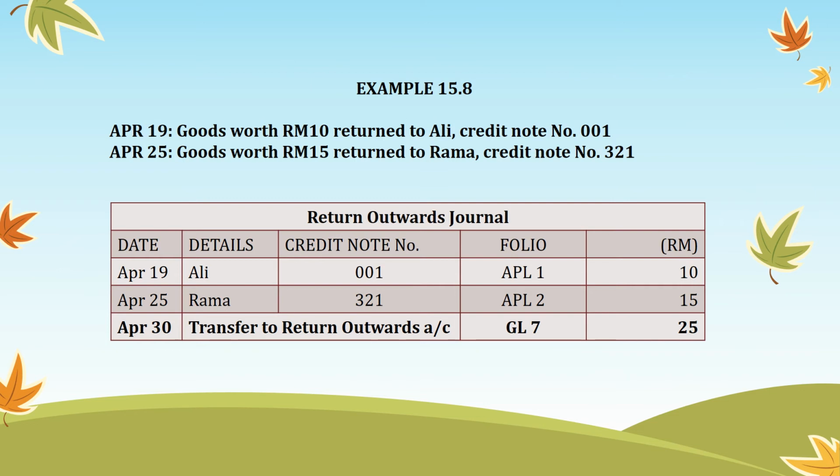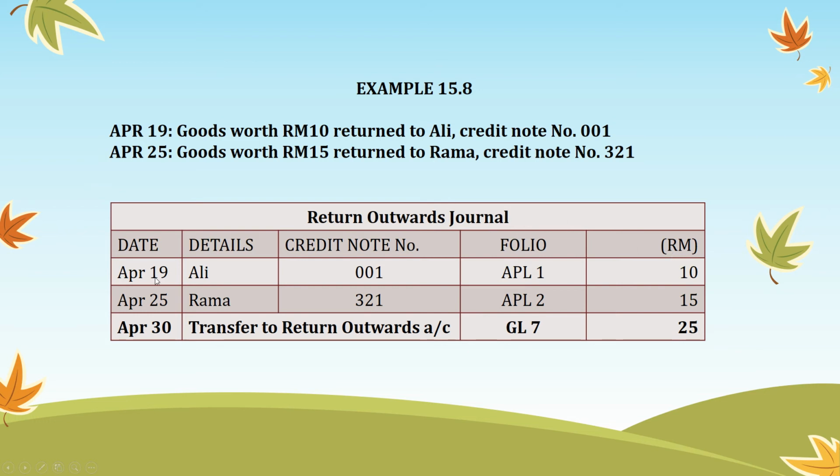On April 19, goods worth 10 ringgit returned to Ali, credit note number 001. April 25, goods worth 15 ringgit returned to Rama, credit note number 321. For return outward journal, the title will be first, and then followed by the date, detail, credit note number, the folio and the amount.